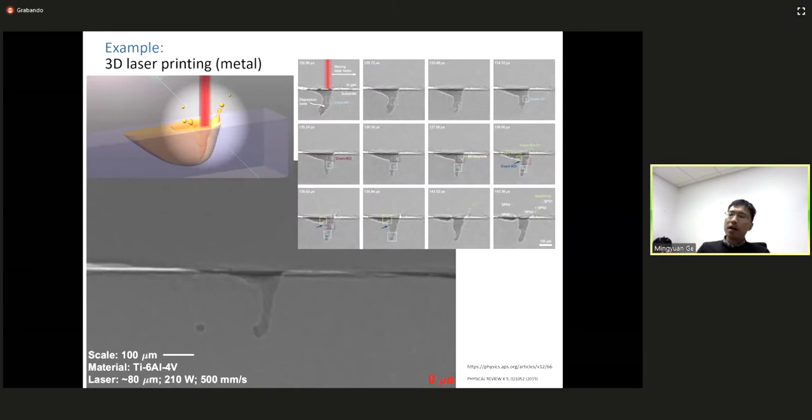The second example is 3D laser printing. 3D laser printing is very useful to make complex materials with arbitrary geometry, compared to conventional manufacturing tools. But in 3D printing, there is a lot of fundamental understanding which is still missing. So people want to understand what happens during the printing process. The printing process happens on very short time scales, less than milliseconds. So we need a very fast imaging technique to capture the evolution of the printing process. And here, I wanted to show one of the movies of the printing process.